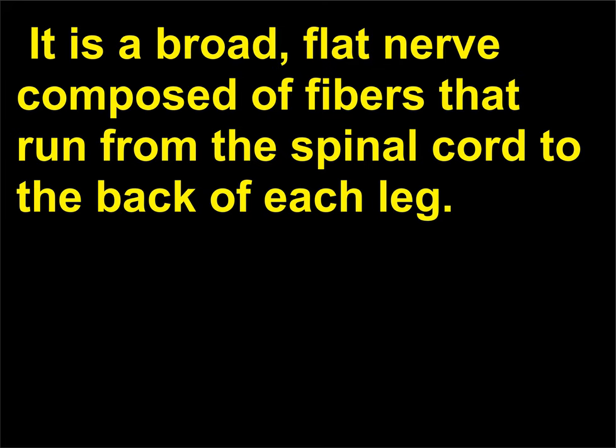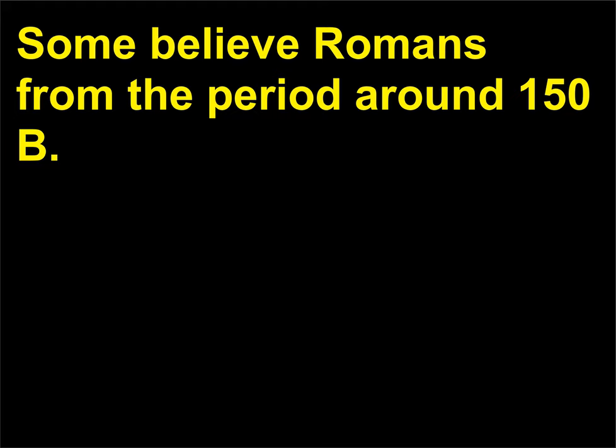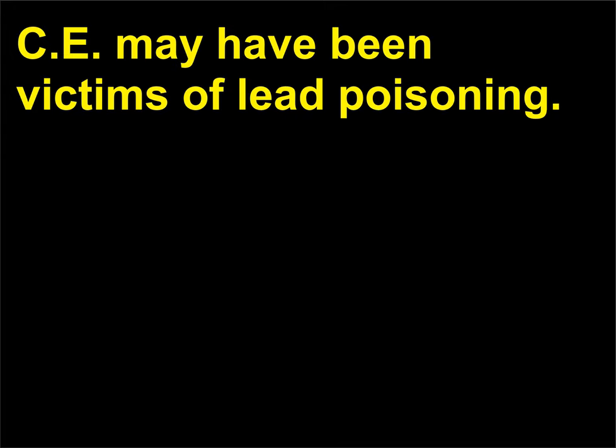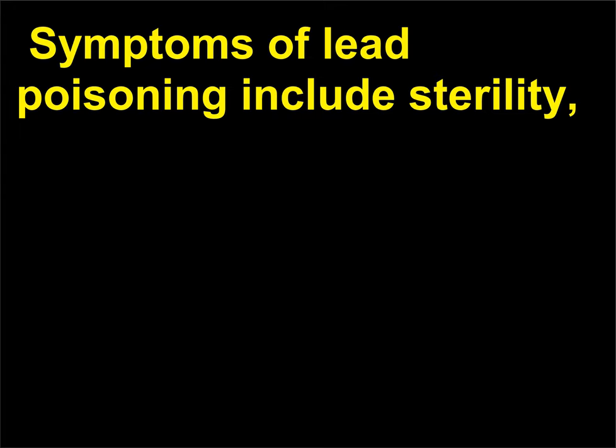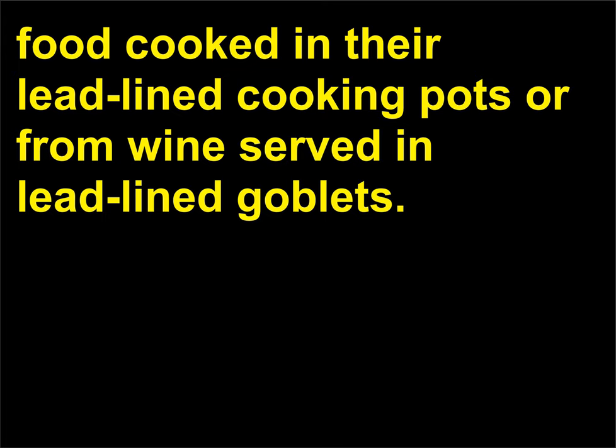How did lead contribute to the fall of the Roman Empire? Some believe Romans from the period around 150 BCE may have been victims of lead poisoning. Symptoms of lead poisoning include sterility, general weakness, apathy, mental retardation, and early death. The lead could have been ingested in water taken from lead-lined water pipes or from food cooked in their lead-lined cooking pots or from wine served in lead-lined goblets.